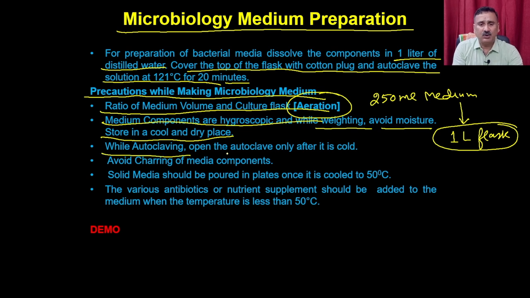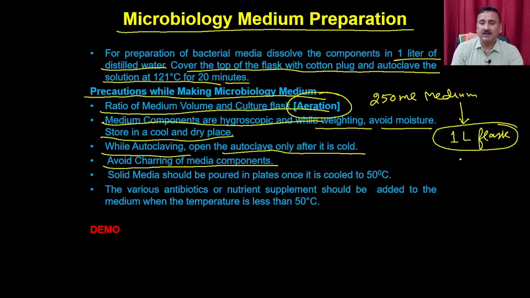Then while autoclaving, open the autoclave only after it is cold, because the water is boiling inside the autoclave and it is going to have vapors. So you have to take those kinds of precautions. Then you have to avoid charring of the media components. Charring means you should not burn the media components, because if, for example, the glucose gets burned, it is converted into carbon. And this form of carbon is not suitable for any biological system to assimilate, so you cannot use it.